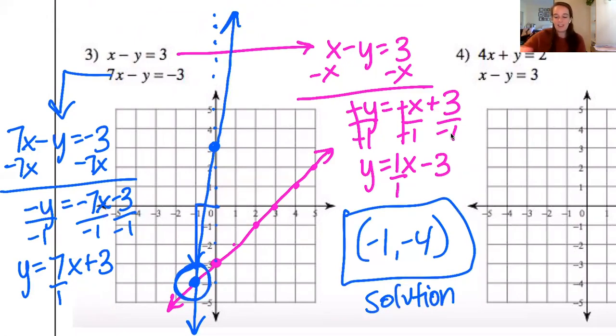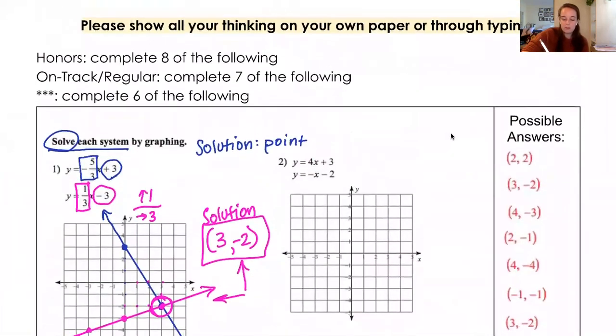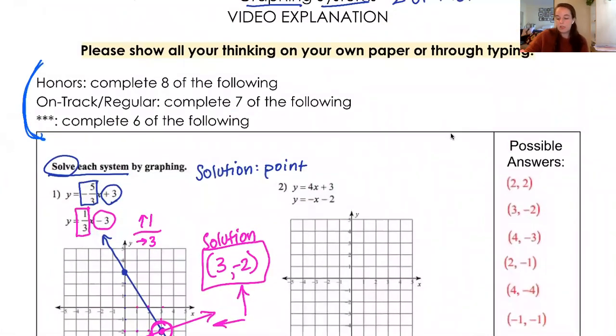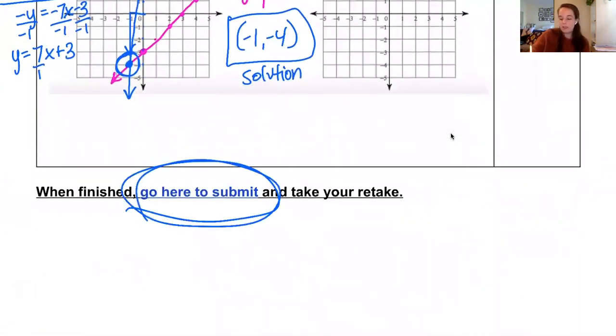Thanks, guys. This is number 8. So when you are done with your problems, you're going to go ahead and go to the bottom, click here, and take your retake. That's why we do that.